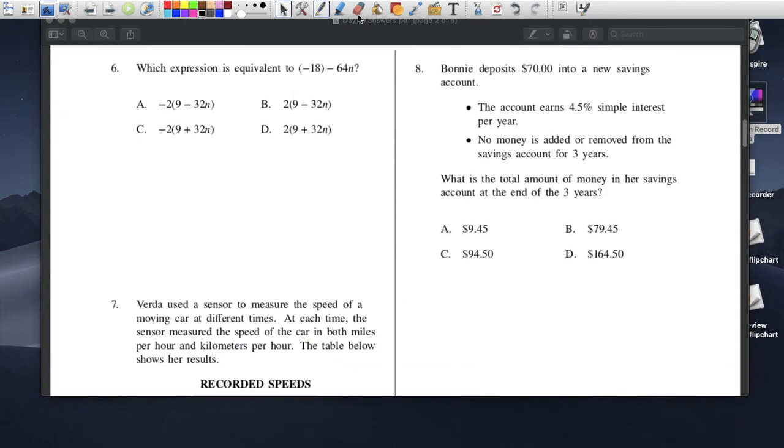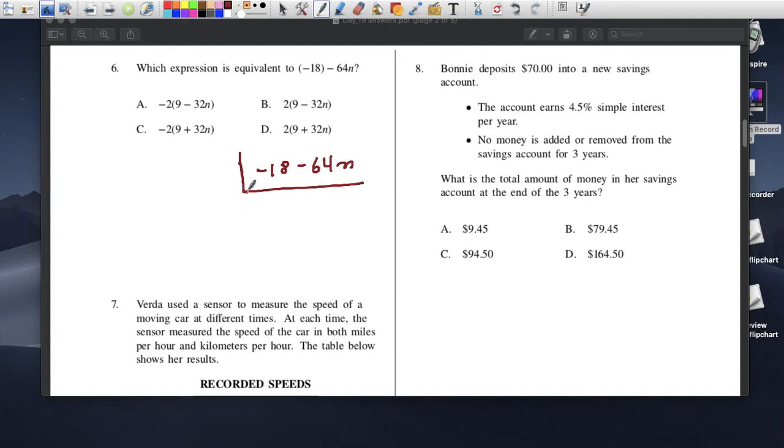Which expression is equivalent to negative 18 minus 64n? So here, what you can do, they did the factorization here. So one thing you could have done, you could have used this, right? So I'm going to take the parentheses out because it's annoying. So negative 18 minus 64n. So write it like this.